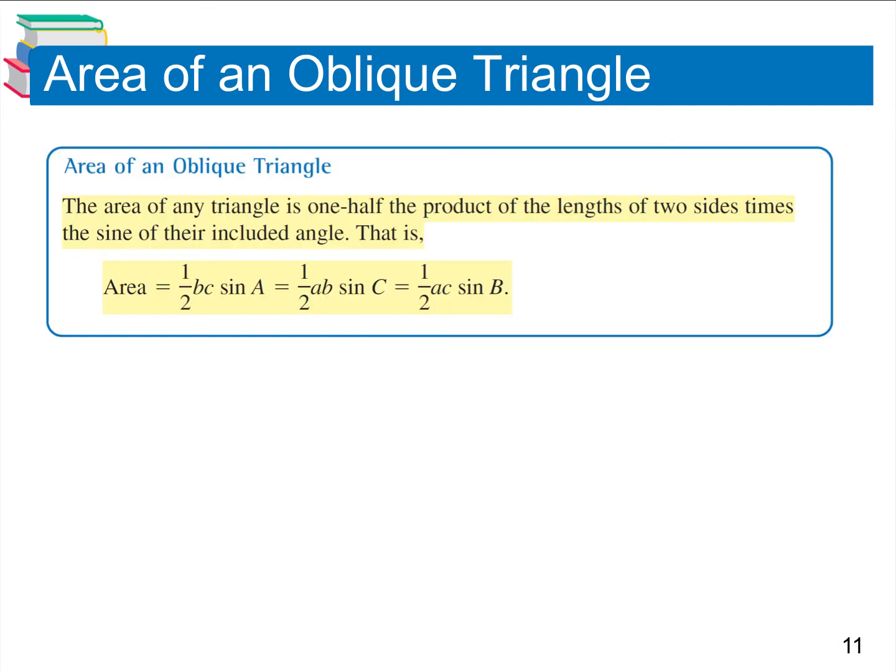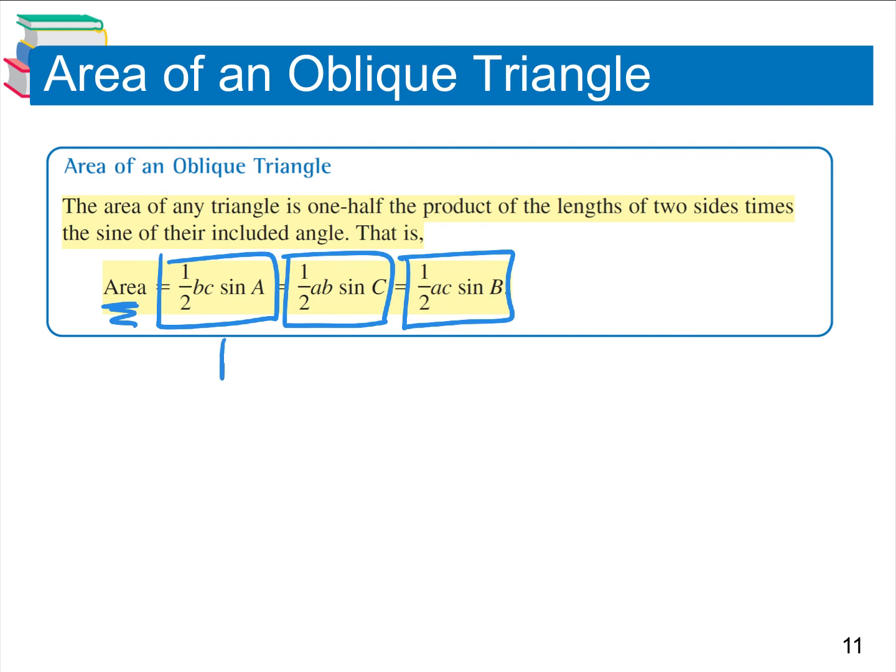All right, so the last thing we're going to do is the area of an oblique triangle. So to find the area, you have this formula, or this one, or this one. So these 3 formulas are your area formulas. They're all the same. It just depends on which ones that it gives you. So if it gives you side B and C and angle A, you would use this one. But if it gives you side A and B and angle C, you use this one. So they're all the same.